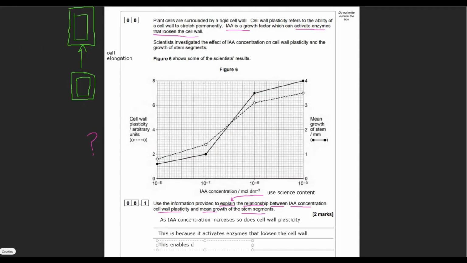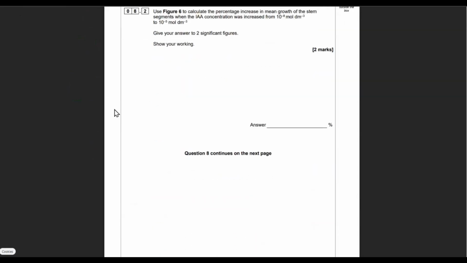I know I might be over explaining it here, but this enables cell elongation to occur and the mean growth of the stem to increase. So I've kind of pointed out, I probably should have said as IAA concentration increases, so does cell wall plasticity and mean growth of stem. This is because it activates enzymes that loosen the cell wall and enables cell elongation. But I included the increasing stem at the end.